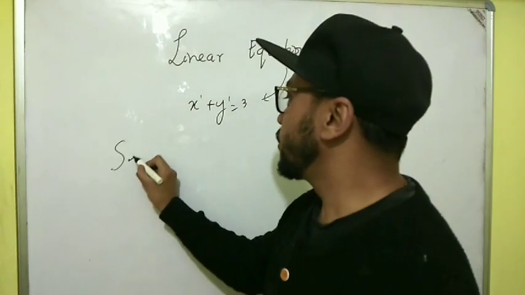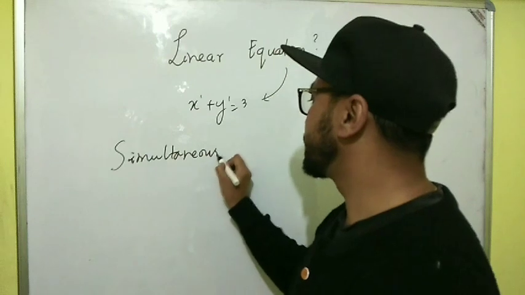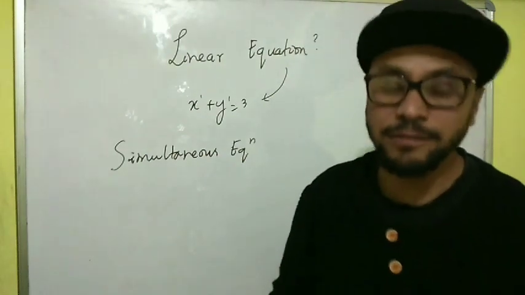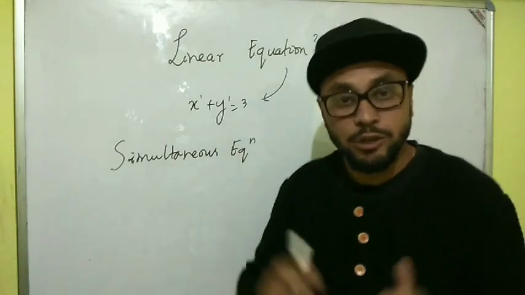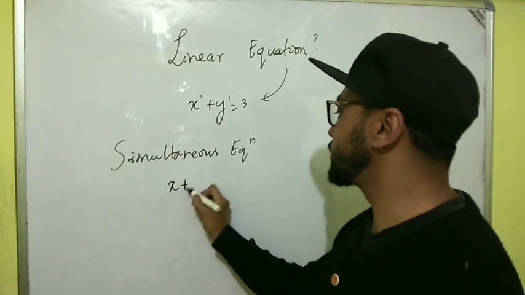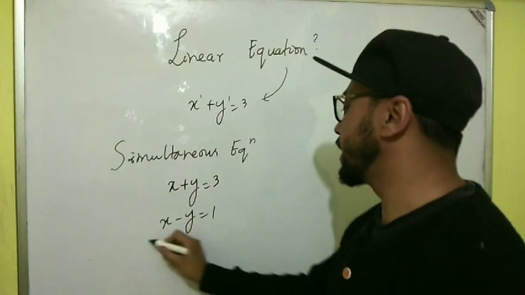Now, second question. What is a simultaneous equation? This also you did in your previous classes. Any two linear equations together are called a simultaneous equation. For example, x plus y is equal to 3 and x minus y is equal to 1.